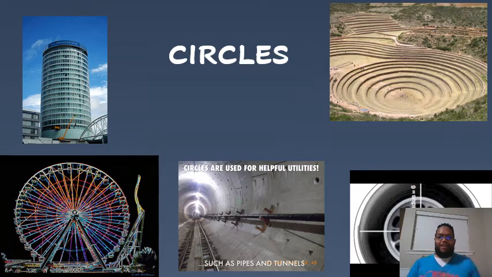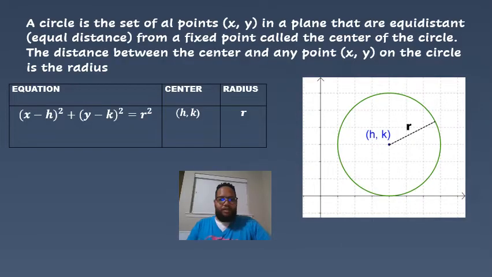All right, everybody. Today we're doing circles, and we're doing it through the lens of conic sections. So let's jump straight into it. A circle is a set of all points, x and y coordinates, in a plane that are equidistant, which means equal distance, from a fixed point called the center of a circle.